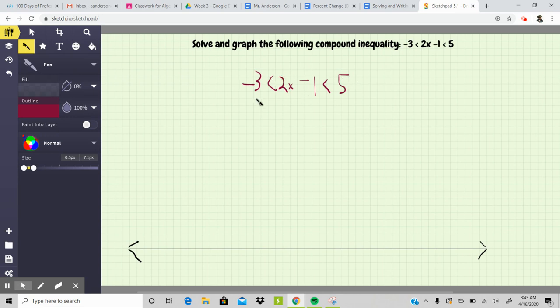So if I look in the in-between part of this inequality, I see a 2x minus 1. I want to get that x by itself, so that means I need to get this plus 1 out of there. So I'm going to add 1, and that's going to get rid of it in there. The thing is, I have to add 1 to every single part of this inequality then. I got to add 1 to every part of it.